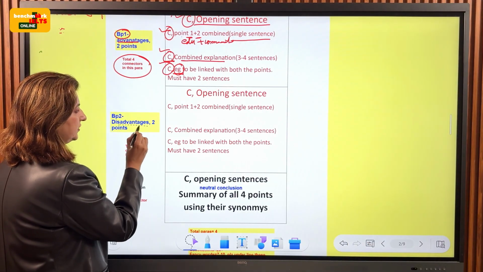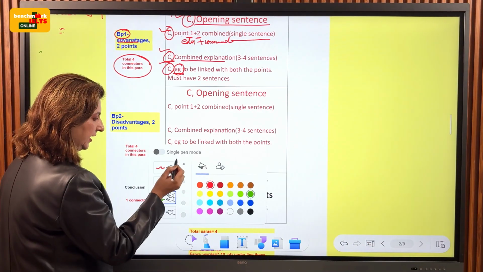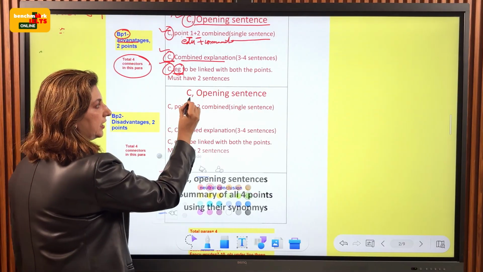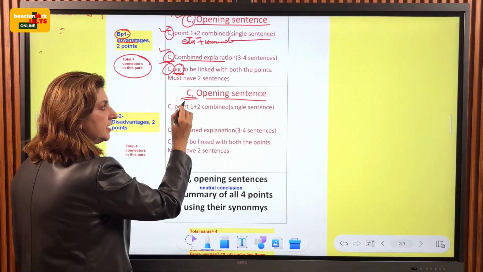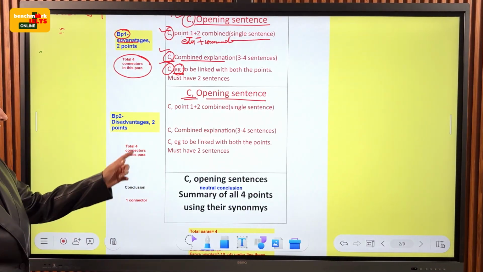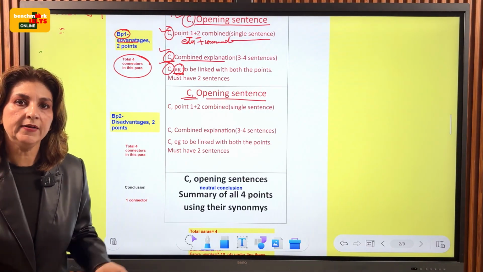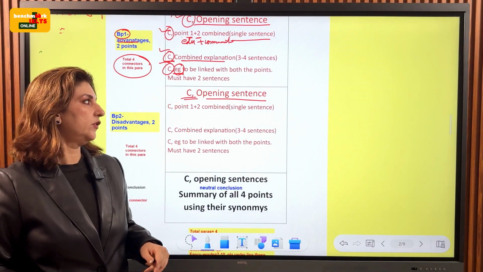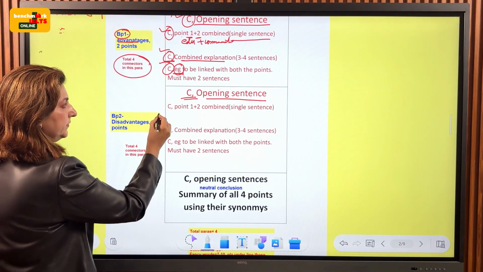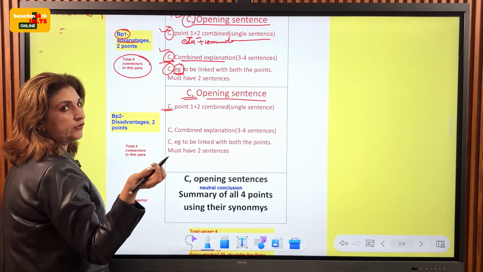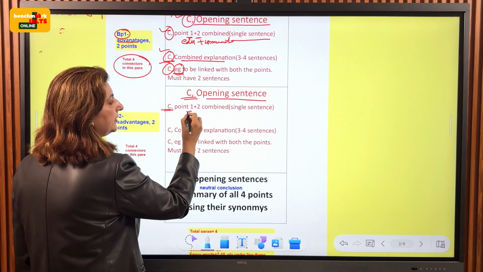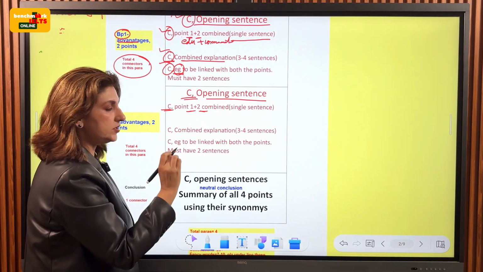So now if I have to start with the disadvantages, again, you start with a connector and give an opening sentence. The connector for disadvantages can be "on the contrary". This paragraph will focus on the demerits of computers. Primarily, the demerits of computers, for example, are that they cause unemployment and health issues.